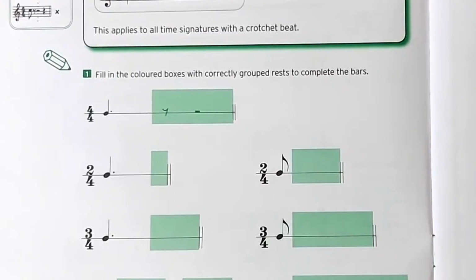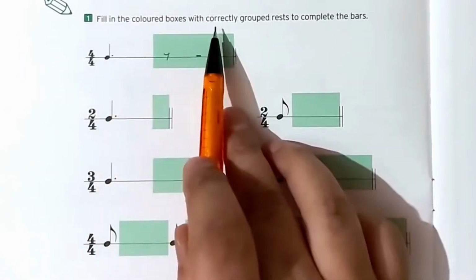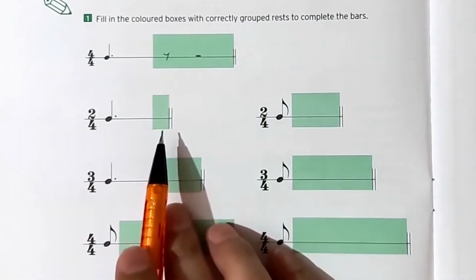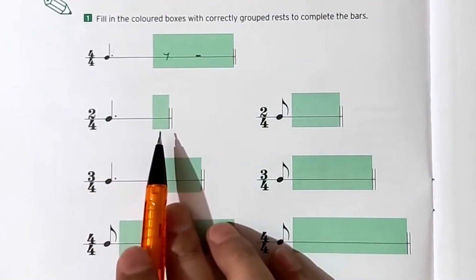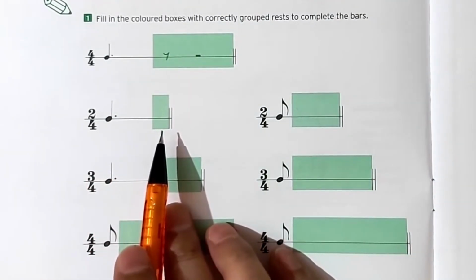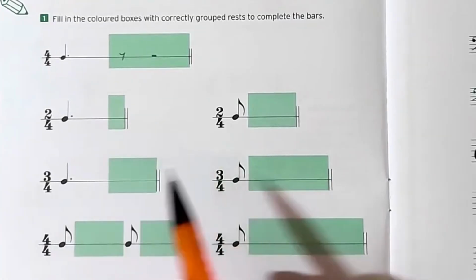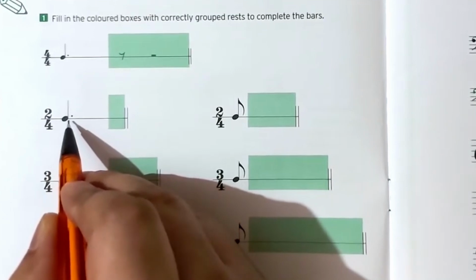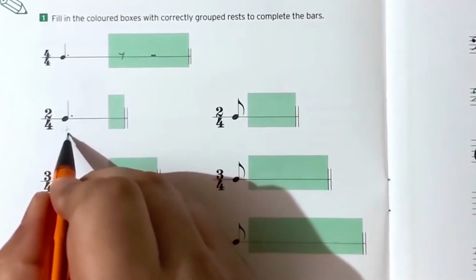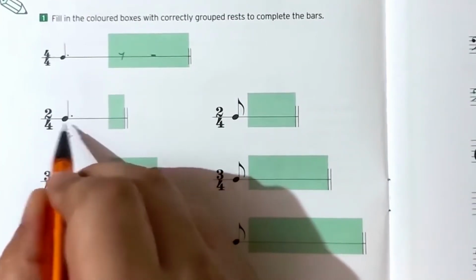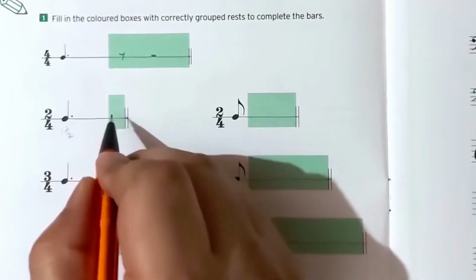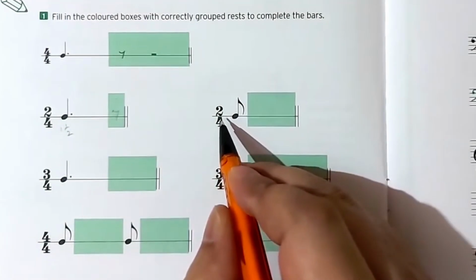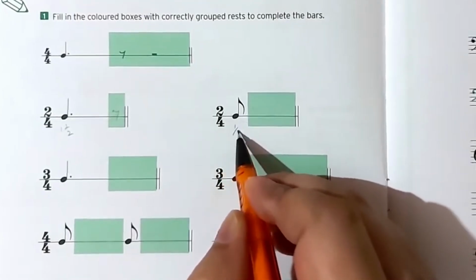In this one, you can see it's written: fill in the colored boxes with correctly grouped rests to complete the bars. So we have to complete the bar, and we have to see which rest we have to put over there. Okay, so let's see this one first. You can see this 2/4, and this note value is 1.5, right? So we need to make it 2, we need half more, so that means we need a quaver rest over there.